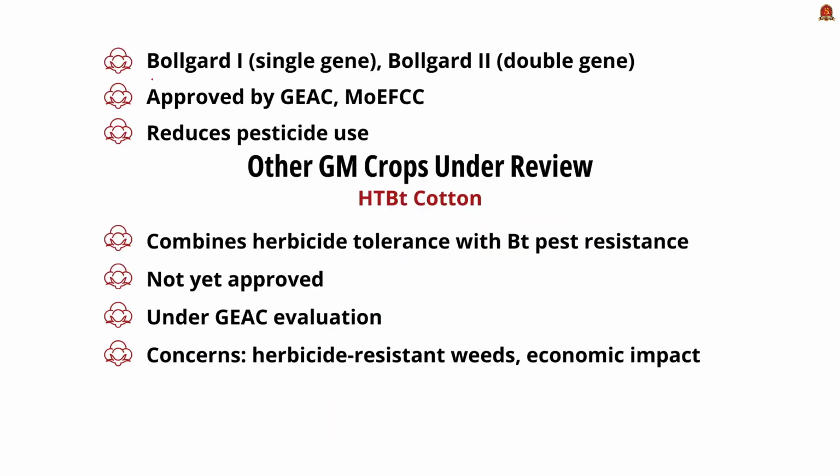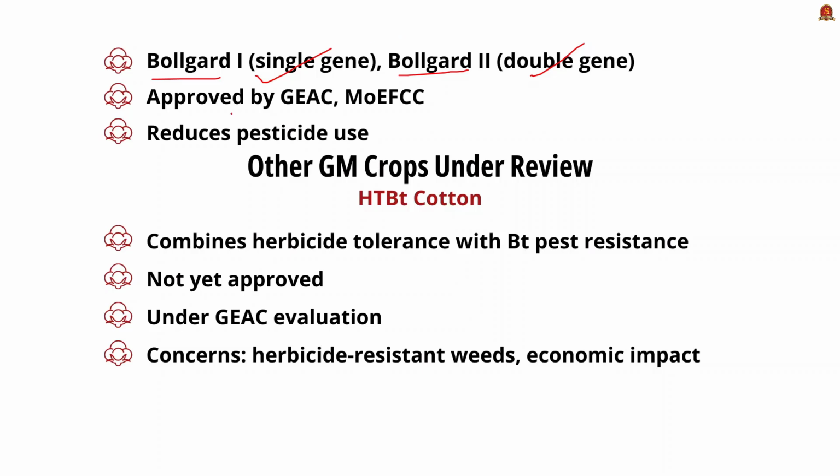There are two kinds of BT cotton, Bollgard 1 and Bollgard 2. Bollgard 1 is single gene and Bollgard 2 is double gene. Bollgard 1 is India's first biotech cotton, which was approved in 2002, and Bollgard 2 has Cry1Ac and Cry2Ab, and it is used for enhanced protection against bollworms and caterpillars.